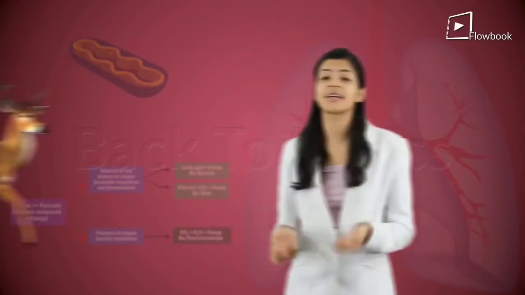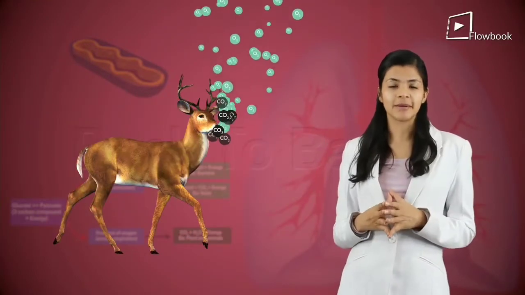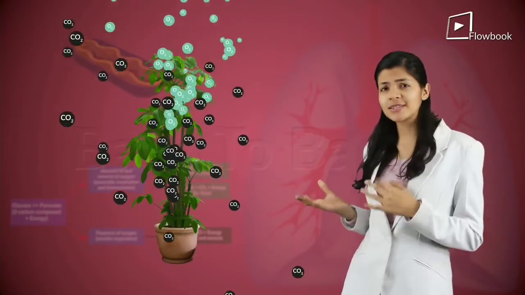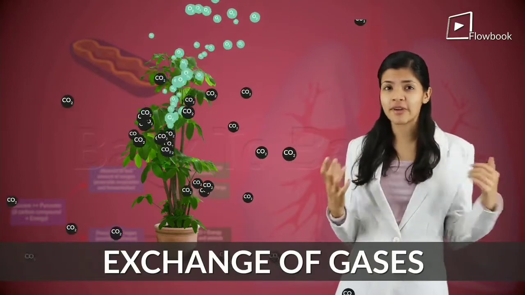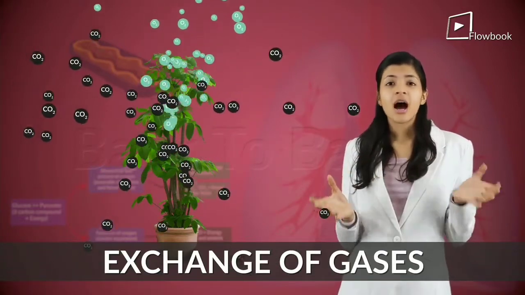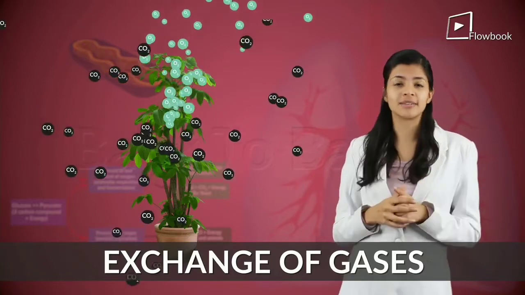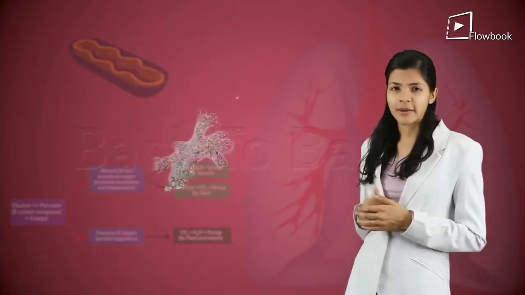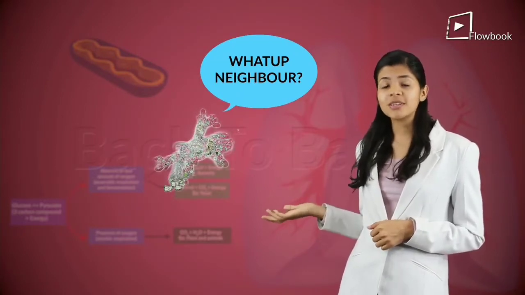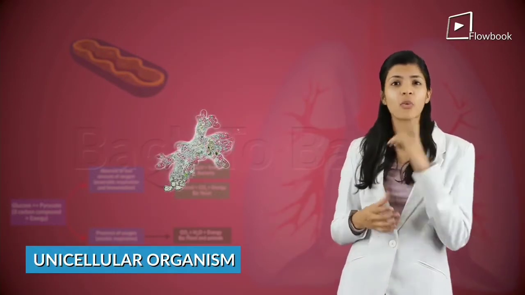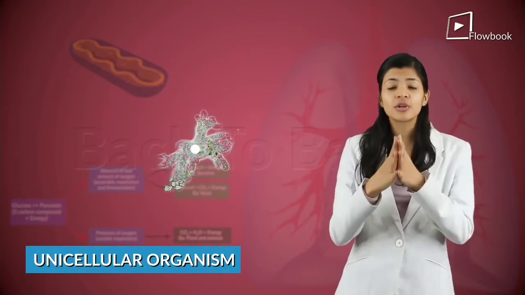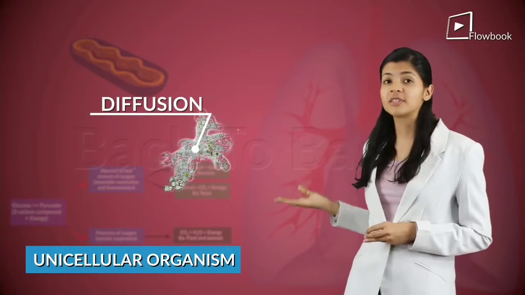Living organisms respire. Animals take in oxygen, give out carbon dioxide, and it's the vice versa for plants. So, can I call this system an exchange of gases? But how it happens in different organisms varies. For example, let's take our friend amoeba here. This one is a unicellular organism, meaning it's made up of one cell. But it performs this exchange of gases through diffusion directly from its body.